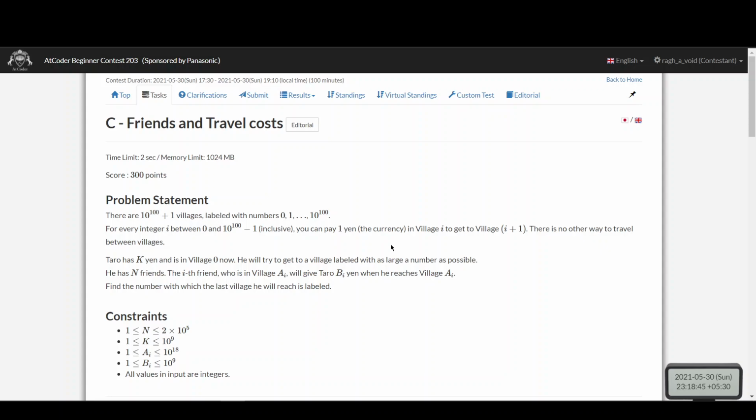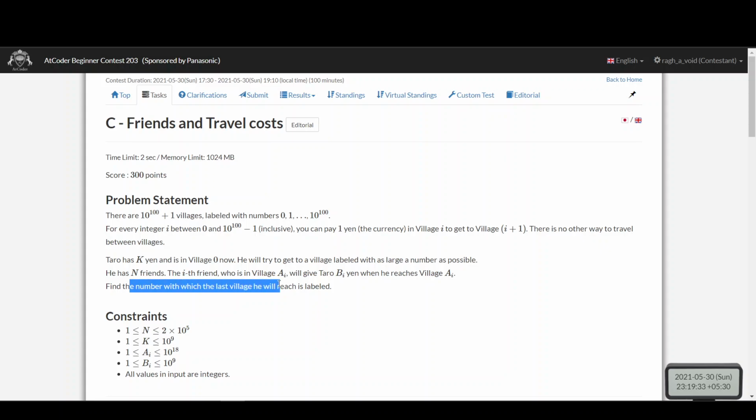That was our constraint. So now Taro, the protagonist, had k yens initially and was in village 0, and he wanted to go as far as he can. That is, he wanted to reach the maximum i he can with the money he had. Now he also had n friends on his way who were on the ith village and had bi yens, which they will give to Taro so that he can continue with his journey.